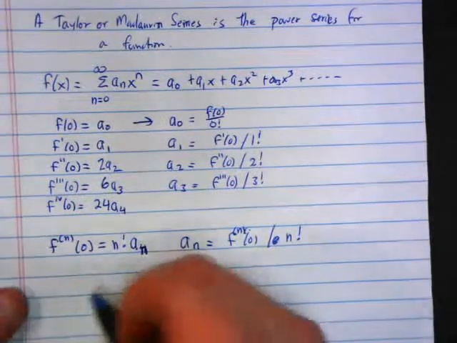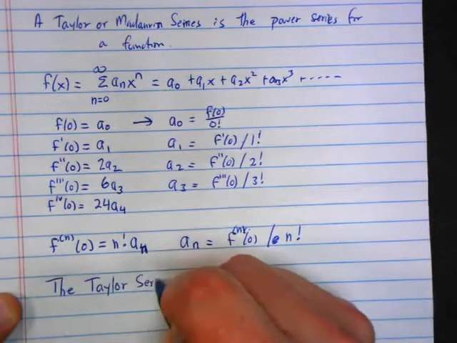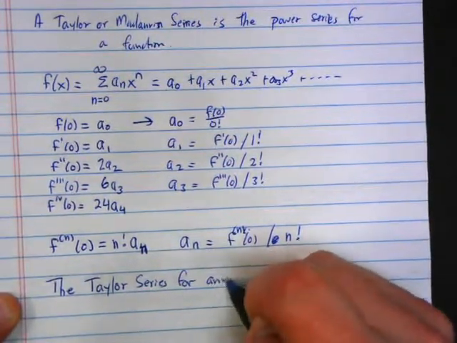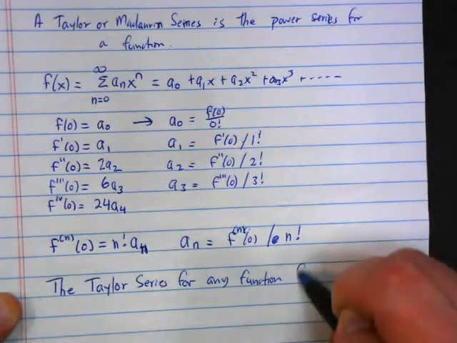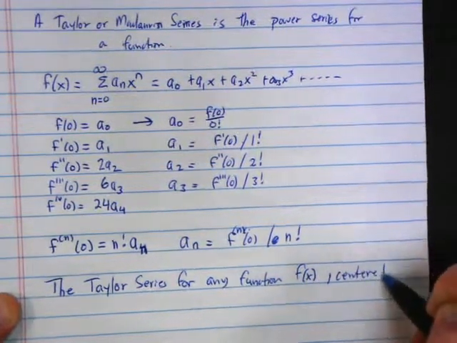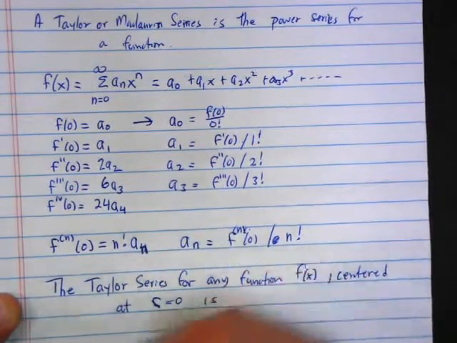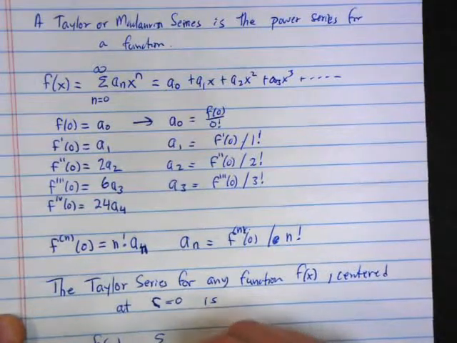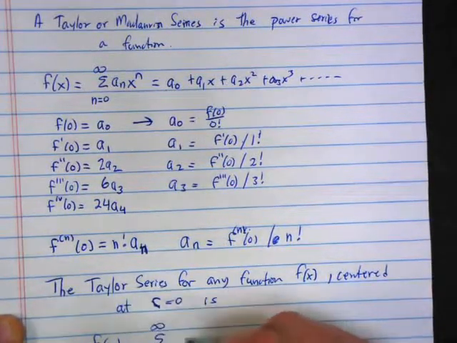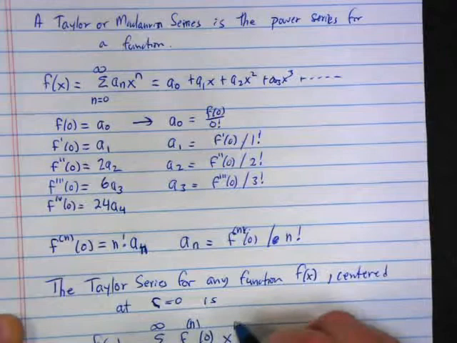So we have this. The Taylor series for any function f of x centered at 0 is f of x as the sum from n equals 0 to infinity of the nth derivative at 0 divided by n factorial, times x to the n.